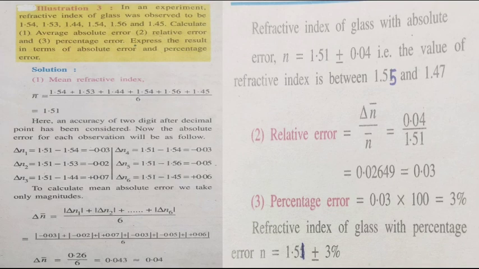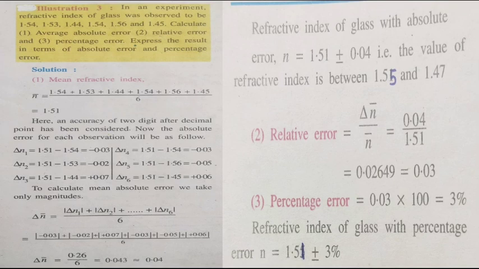So mean is given by n bar is equal to the summation of total observations upon total number of observations, that is 1.54 plus 1.53 plus 1.44 plus 1.54 plus 1.56 plus 1.45 upon 6. So we get n bar is equal to 1.51. This is the mean or the average. Now here an accuracy of 2 digits after the decimal point has been considered.